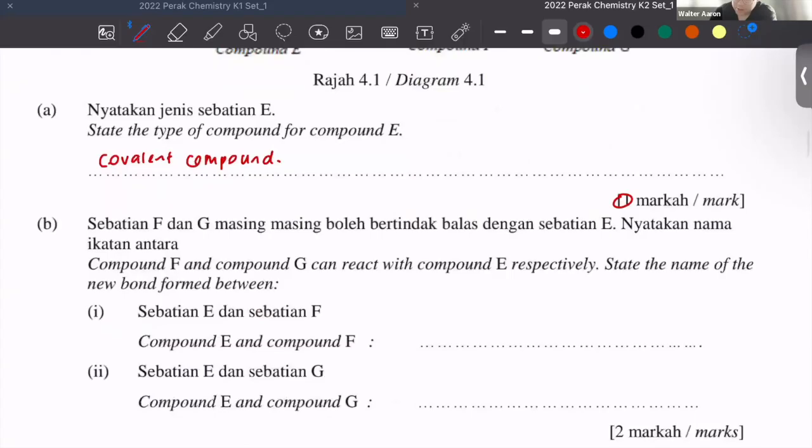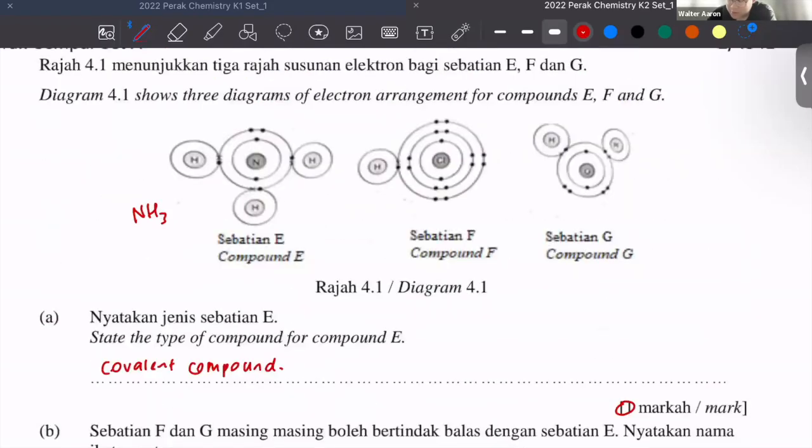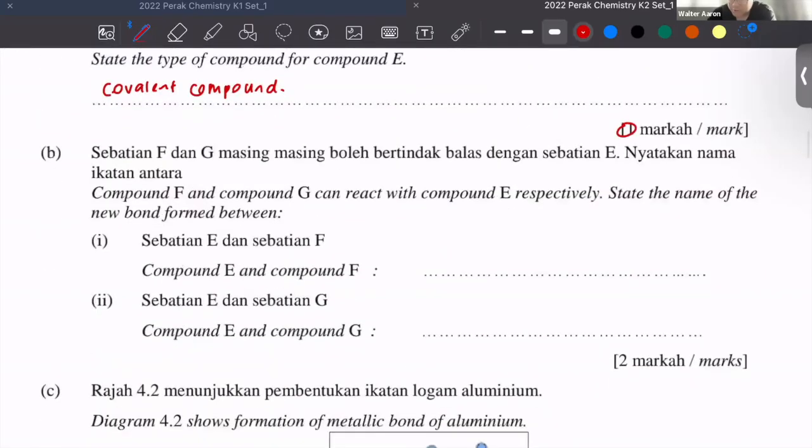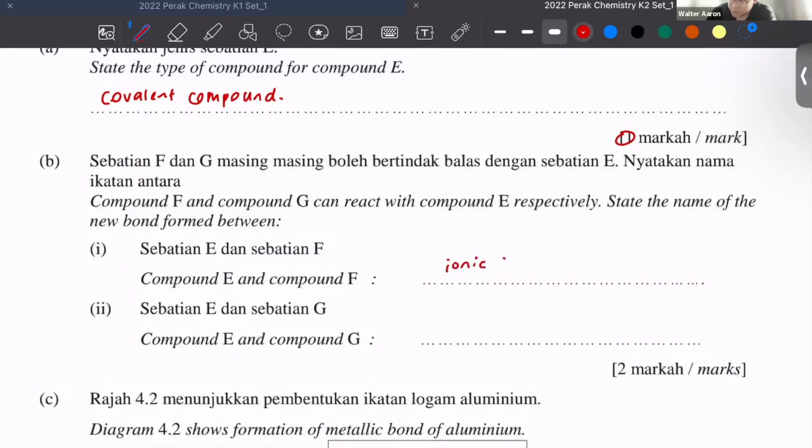Okay, and then for B, compound F and compound G can react with compound E respectively. State the name of the new bond formed between E and F. So let's take a look at E and F. E and F can combine together to form an ionic compound. Why? Because this is supposed to be hydrogen chloride. So when ammonia reacts with hydrogen chloride, you get a new substance called ammonium chloride. So in this case, the new bond will be ionic in nature. So you can just put there ionic bonding.